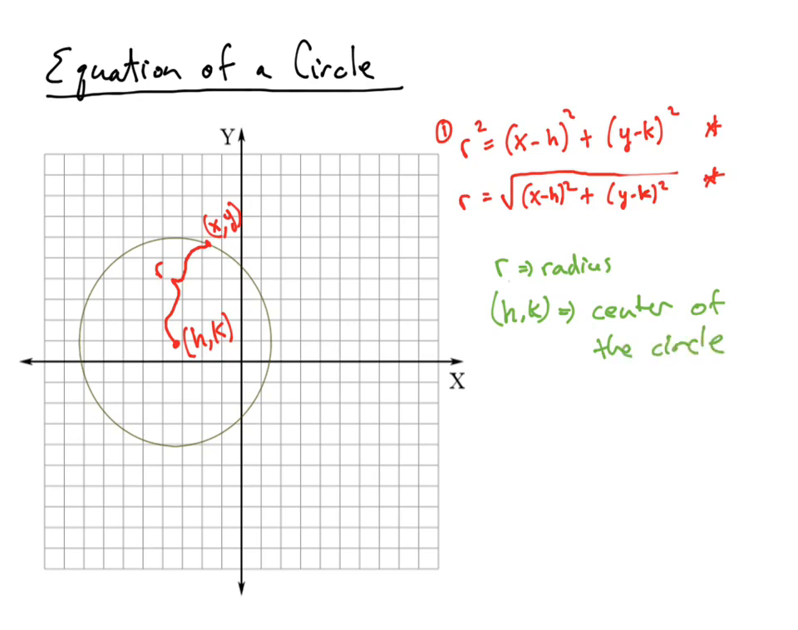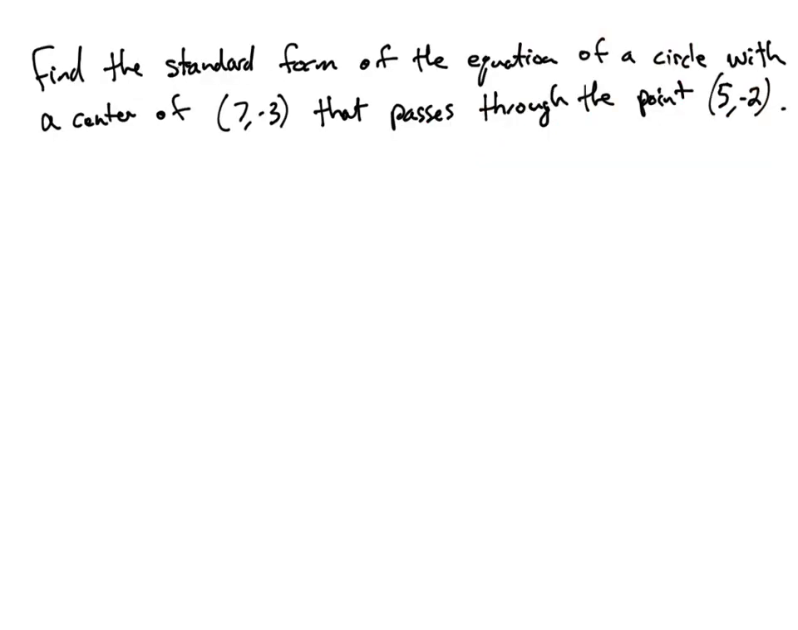So what you might be asked is to come up with the equation of a circle, or find the radius and the center of the circle given an equation. So let's look at an example of each of those. All right, first let's find the standard form of the equation of a circle with the center of 7 comma negative 3 that passes through the point 5, negative 2.